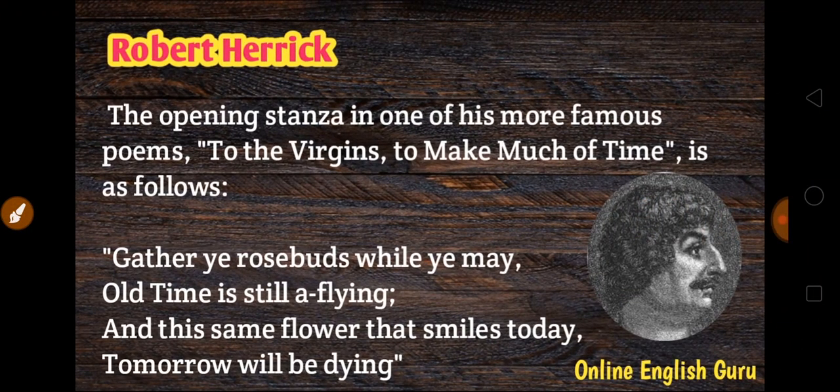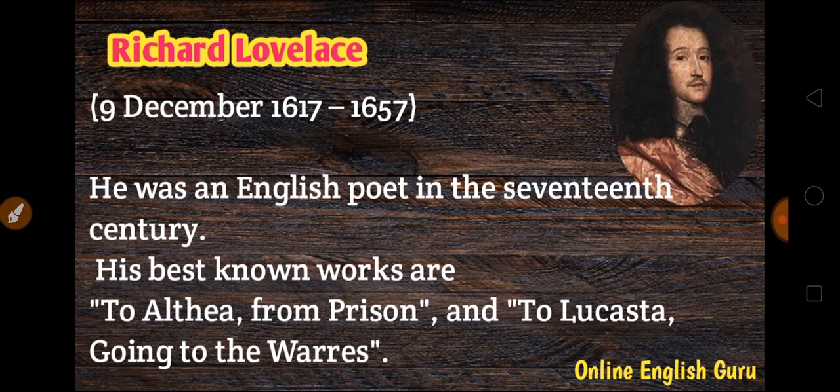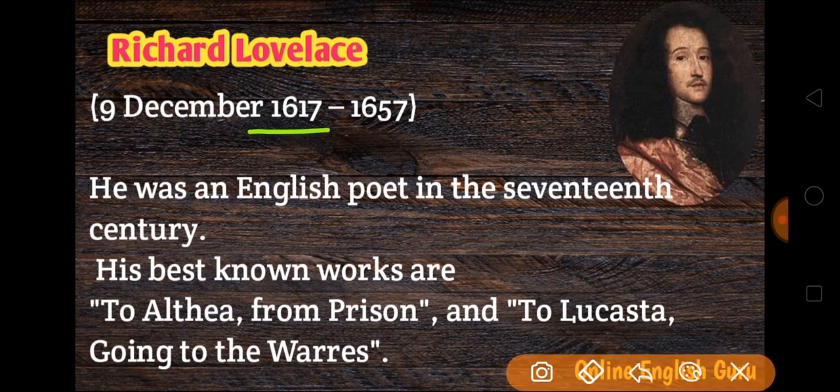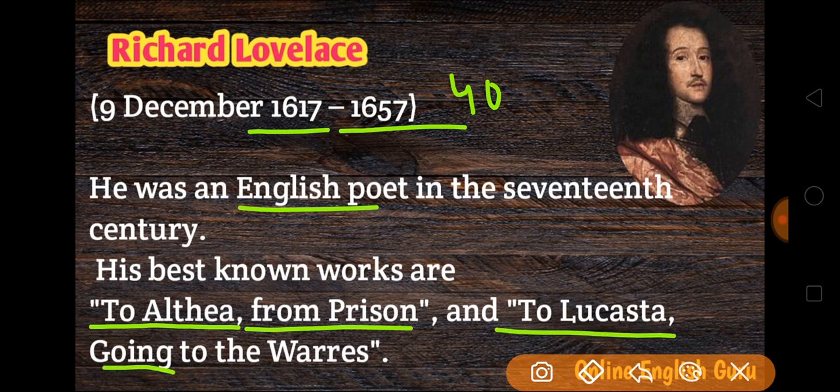Let us know more about another poet of that era, Richard Lovelace. His period can be traced to 1617 to 1657. He lived approximately for 40 years. He was an English poet of the 17th century. His best known works: To Althea, from Prison. It's a poem written in prison. Next one, To Lucasta, Going to the Wars.